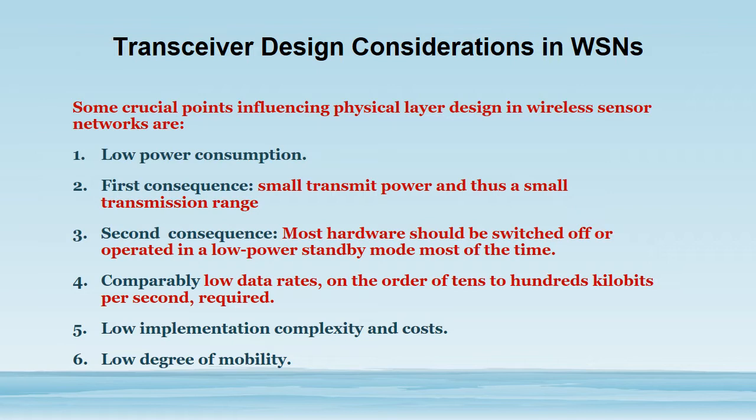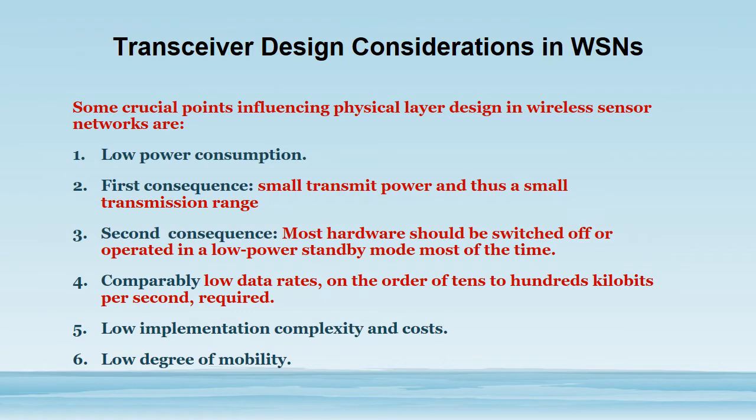The fourth point is that communication from one node to another node at 10 kilobits per second to 100 kilobits per second is the requirement. The fifth point is low implementation complexity and cost. Obviously, we are expecting low complexity and cost of the transceiver. The final one is that we are considering a low degree of mobility in the node.